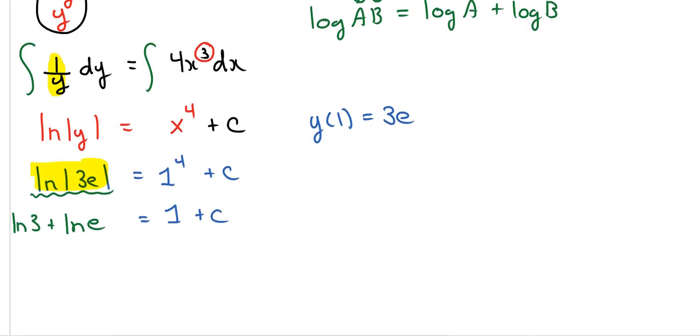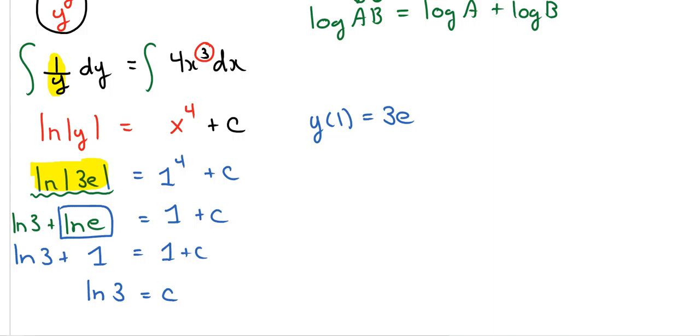Okay, and you may remember that ln of e, if you put that in your calculator, is 1. So that will be 1 equals 1 plus c, and this will be ln 3. If I add up all the terms here, I know that c will equal ln 3. So you can actually do this question without using your calculator if you remember your ln properties.